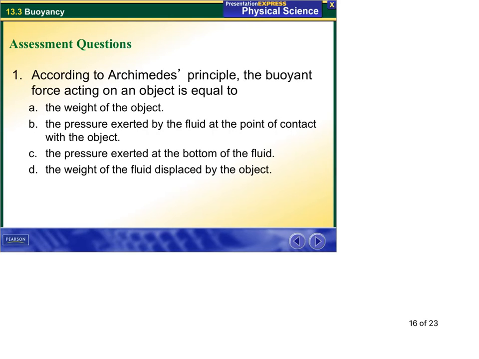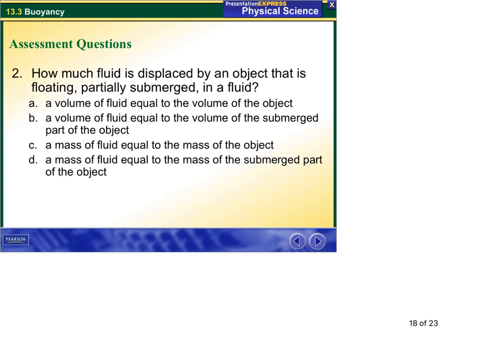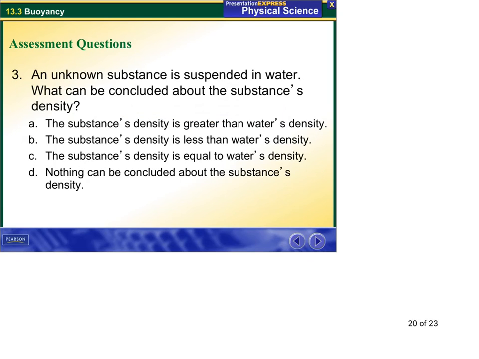And a few quick questions. Work at these, try to figure them out before I get to the answers. According to Archimedes' principle, the buoyant force acting on the object is equal to the weight of fluid displaced by the object. It's a basic little definition. How much fluid is displaced by an object that is floating partially submerged in a fluid? It's a volume of fluid equal to the volume of the submerged part of the object. How much is down, that's how much has been displaced.